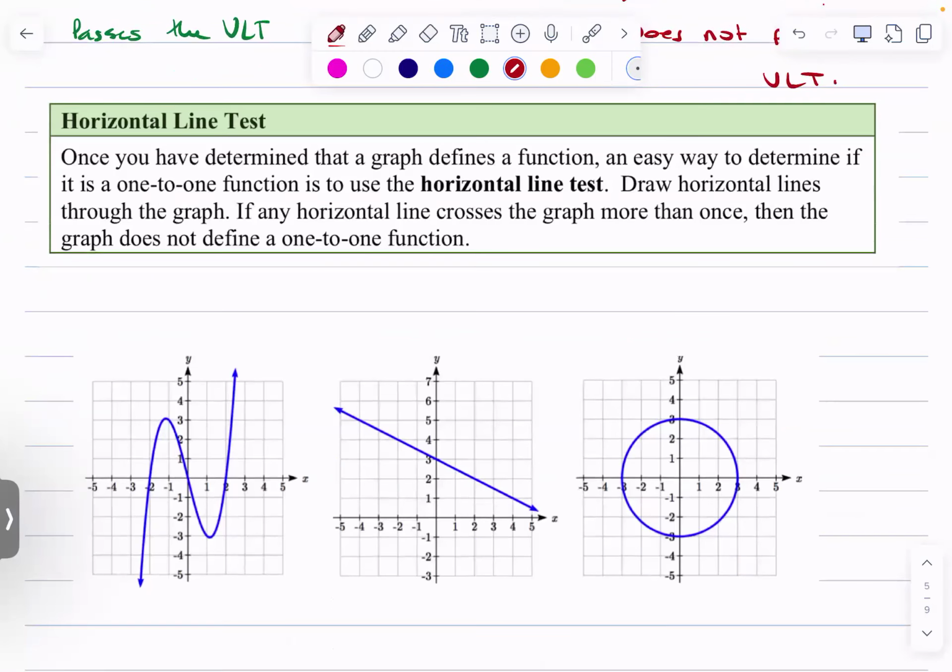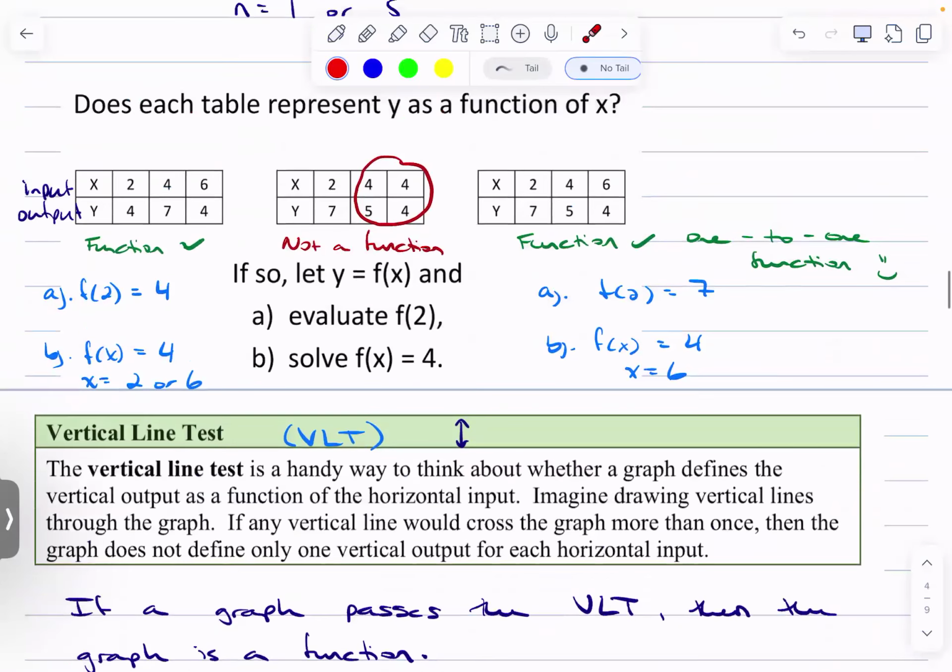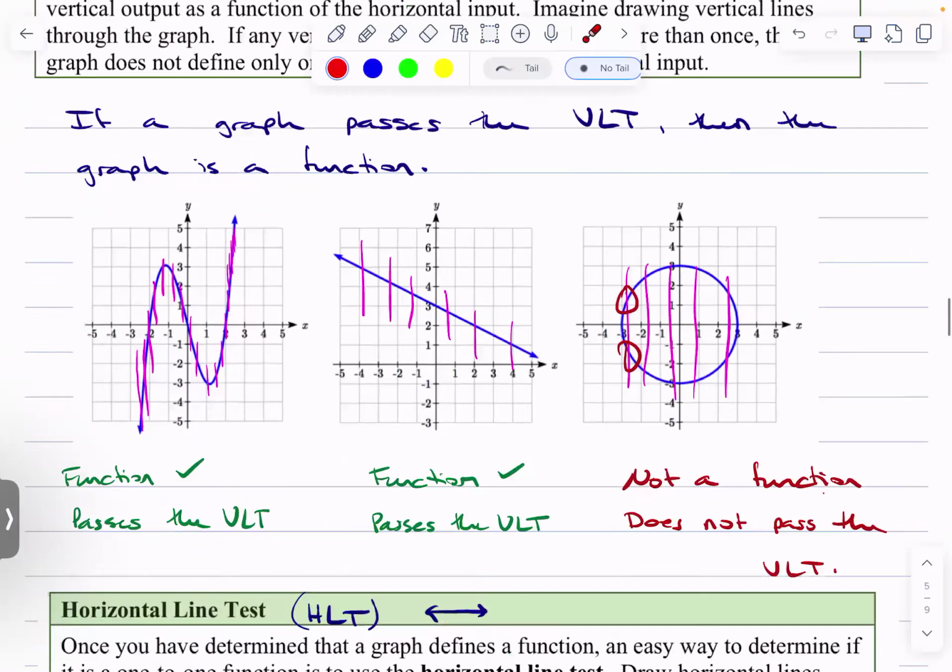The horizontal line test, or the HLT. Now we're drawing horizontal lines. What does that do? Just like here, we were able to determine if we had a function using the vertical line test. If it is a function, then we can take it one step further and see if it's a special case, if it's a one-to-one function. And so that's what the horizontal line test does.